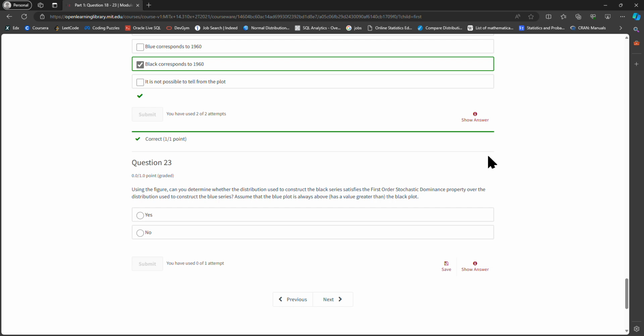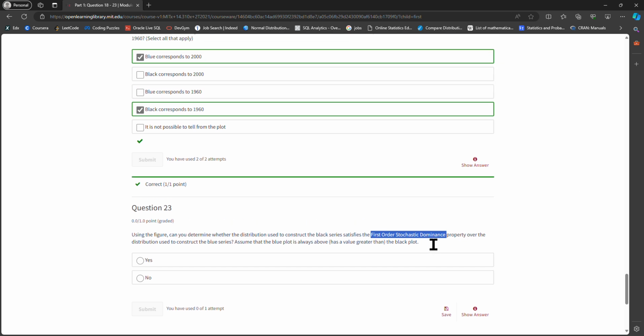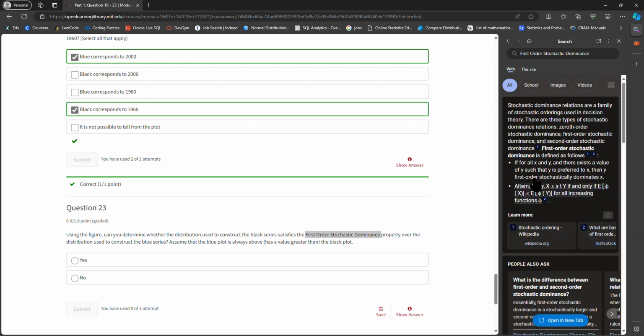Now, the last question: using the figure, can you determine whether the distribution used to construct the black series satisfies the first order stochastic dominance property over the distribution used to construct the blue series? Assume the blue point is always above, with greater value than the black point. First order stochastic dominance. What does it mean? We need to check that.